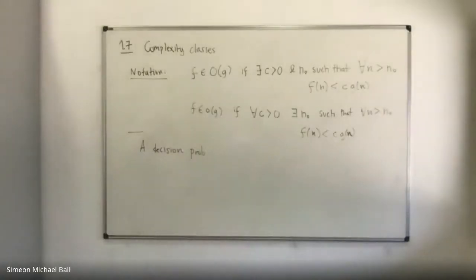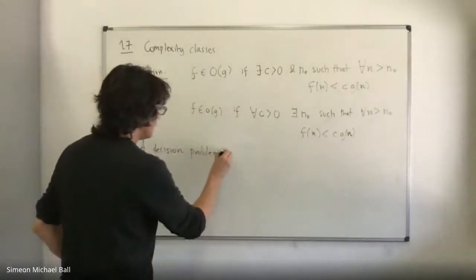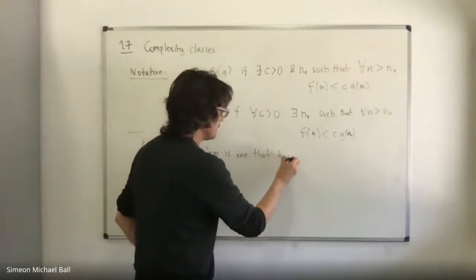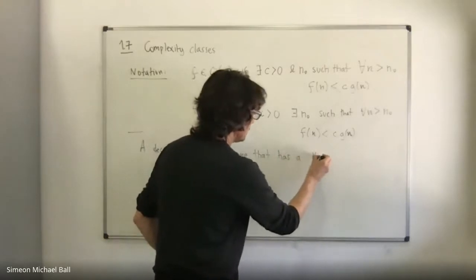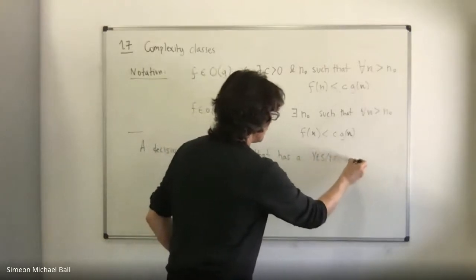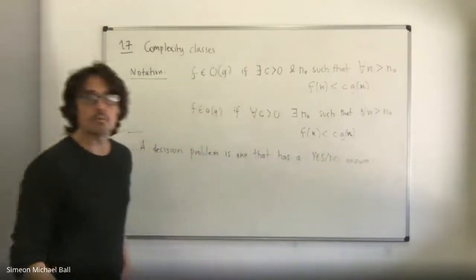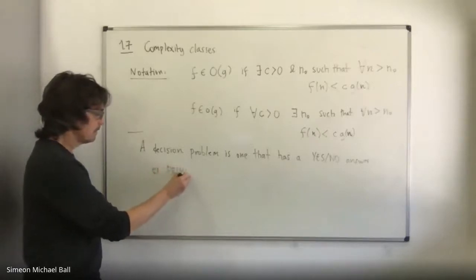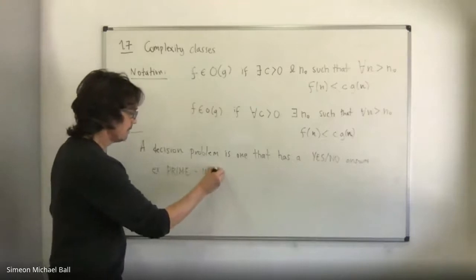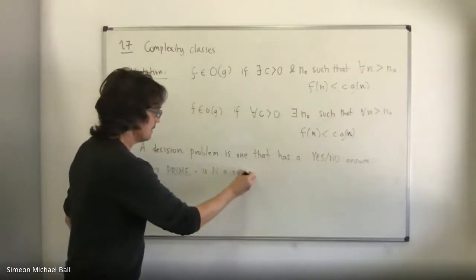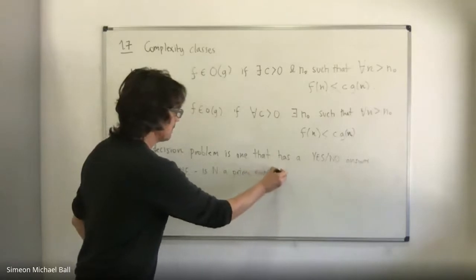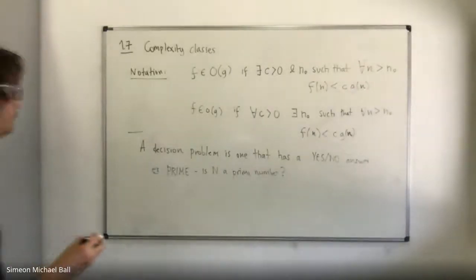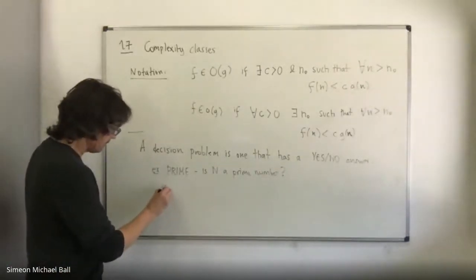Okay, so a decision problem is one that has a yes or no answer. So, for example, asking if a number is a prime number is a decision problem. It's either yes or no. Another famous one would be Hamiltonian.